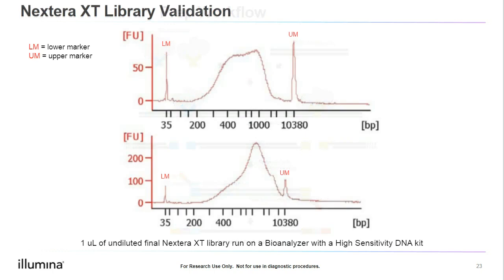When checking Nextera XT libraries, we typically see a broad distribution of fragment sizes. The bioanalyzer traces here are from genomic DNA input. With Amplicon input, the input DNA will be smaller, so we can see smaller final library sizes and may see more narrow distributions.